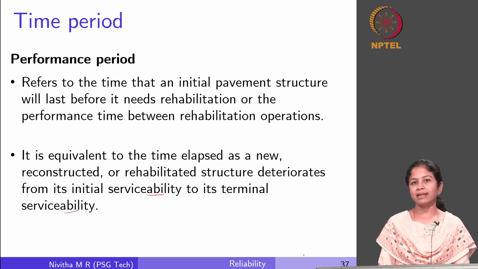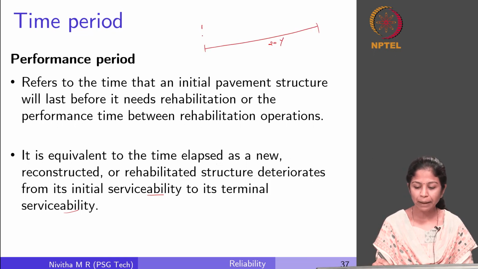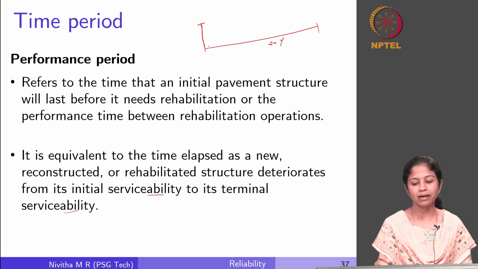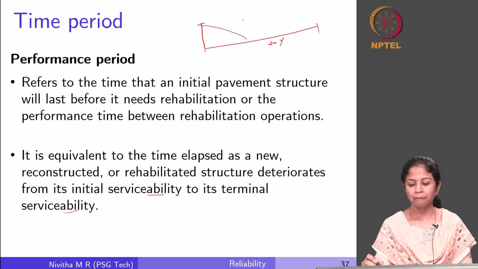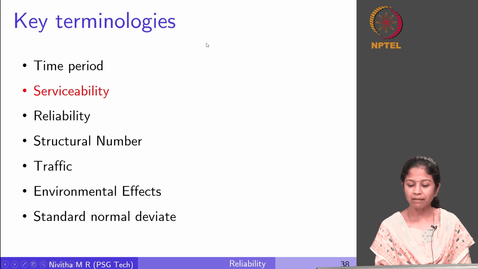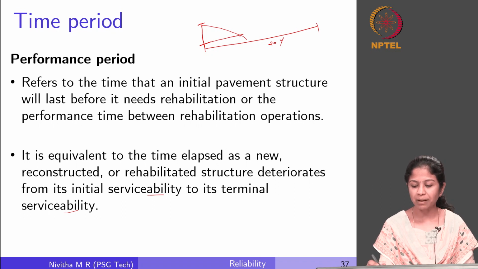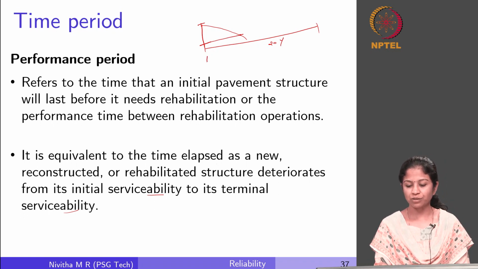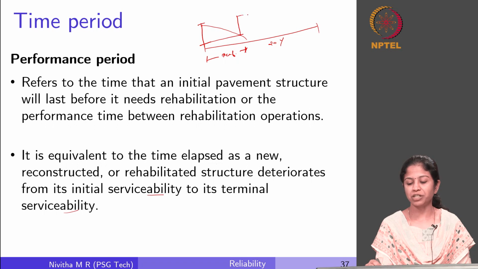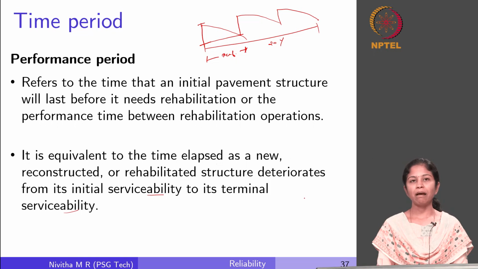So during the analysis period, let us say my analysis is for 20 years as we have said earlier, I might construct a pavement. This is the initial condition of the pavement. It might deteriorate, right. Let us say this is the minimum level. So it has reached this minimum level, right. So it needs another rehabilitation. So this is my performance period. So I can do another rehabilitation operation, improve it, so it will again deteriorate and so on. So maybe I can have 3 rehabilitation routines in my total analysis period of 20 years, right.